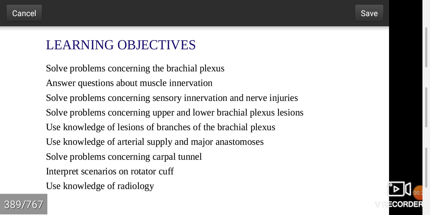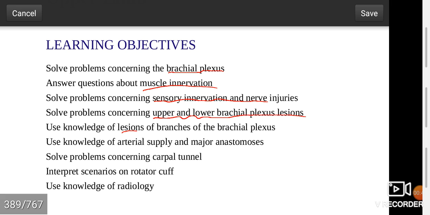In this chapter, we will mostly focus on brachial plexus. Then we will talk about muscle innervation. Then we will have other concepts, sensory innervation and nerve injuries. Then we will have to discuss about upper and lower brachial plexus lesions.